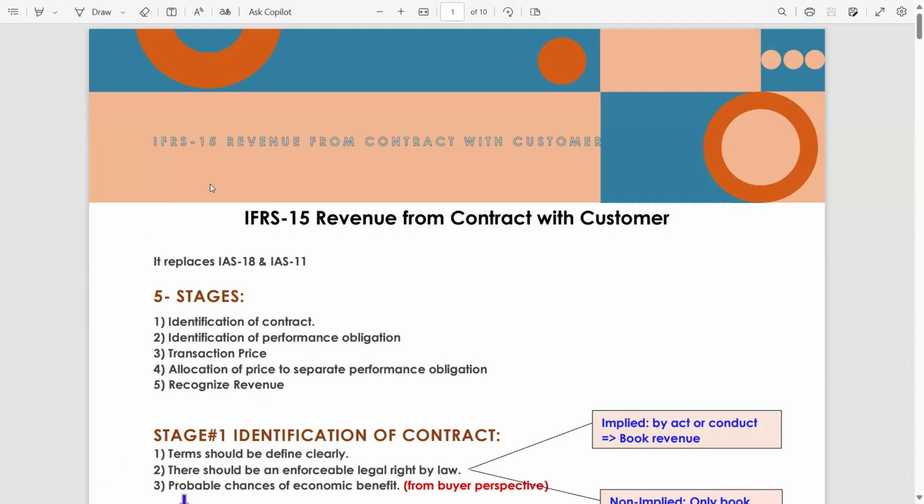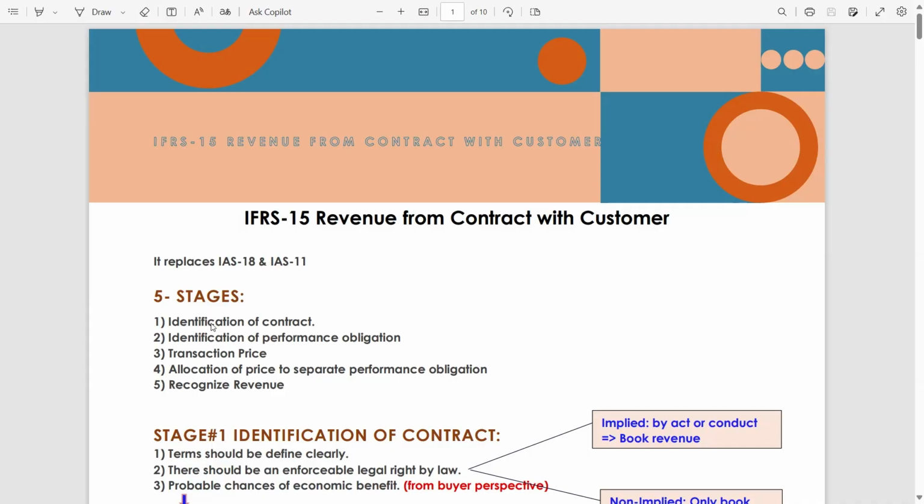IFRS 15, revenue from contract with customer. There are five stages or steps in order to recognize revenue. Previously it was IAS 18 and IAS 11. Now it's all about IFRS 15: how and when an entity will record its revenue as per IFRS 15.